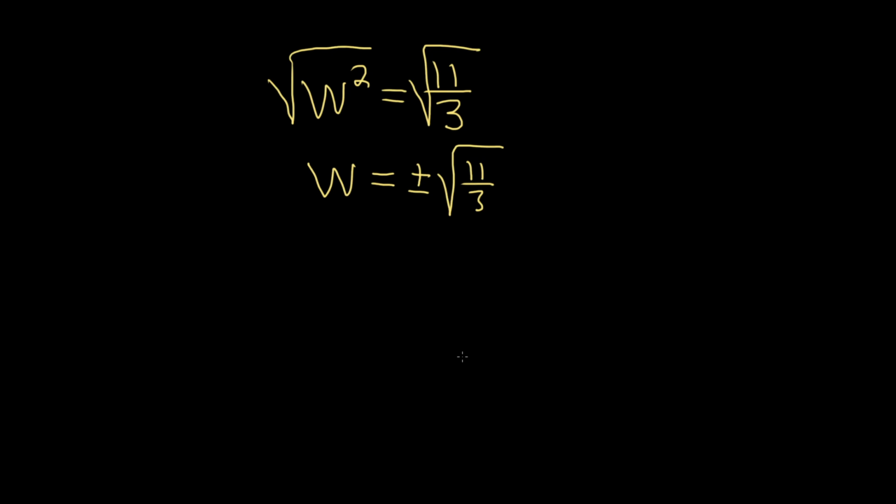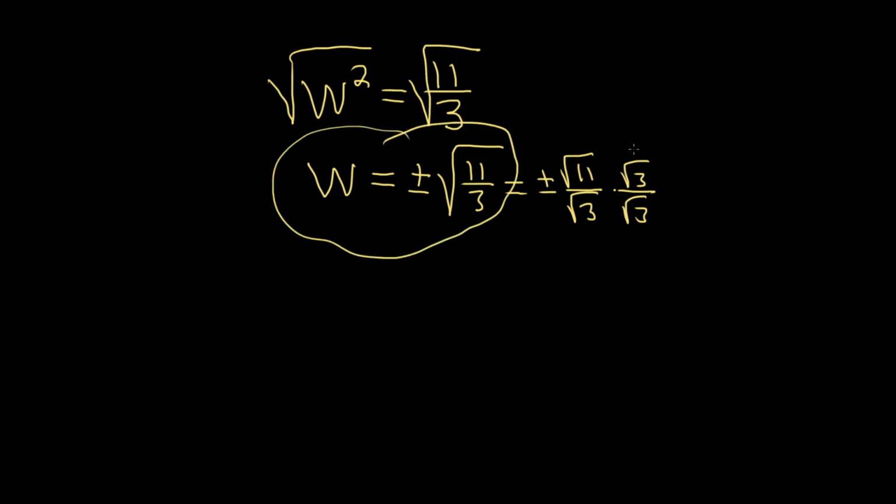We can simplify this just a little bit. You can write this as plus or minus the square root of 11 over the square root of 3. Then we can rationalize by multiplying by the square root of 3 over the square root of 3, which is really 1. You don't have to do this. You could really stop here. It just depends. Sometimes people like things rationalized. So if you wanted to keep going, you could.